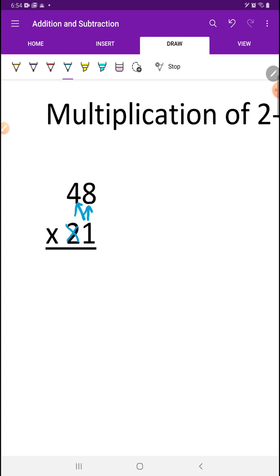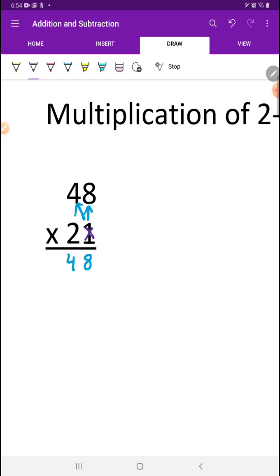We pretend this 2 doesn't exist right now, okay? We just ignore it. So 1 times 8 is 8, 1 times 4 is 4. Perfect, okay? Now we are ready to move on.